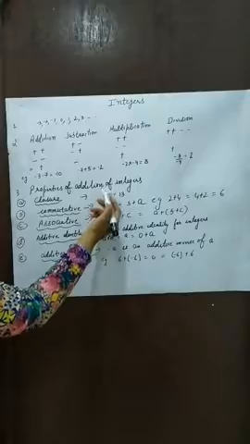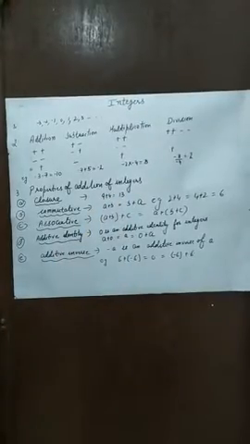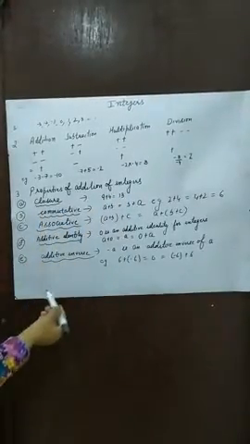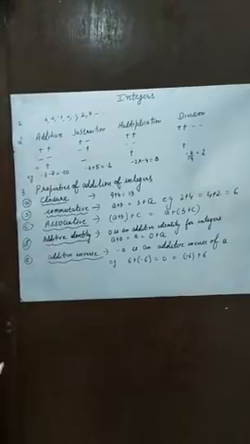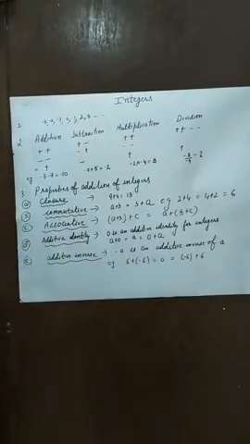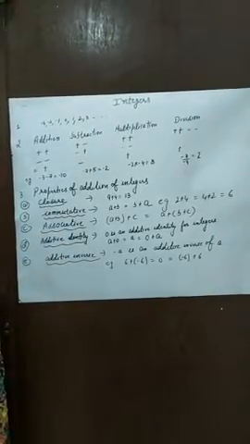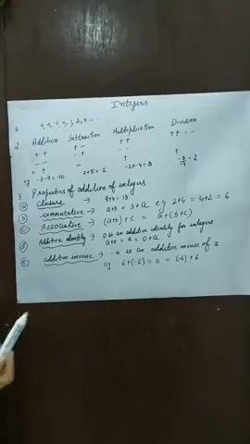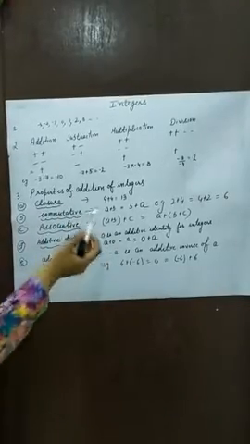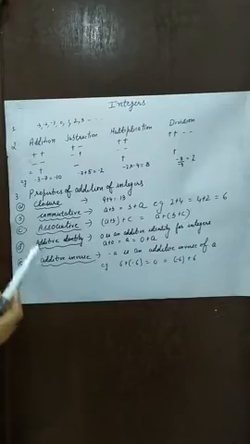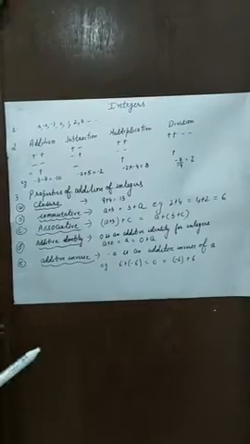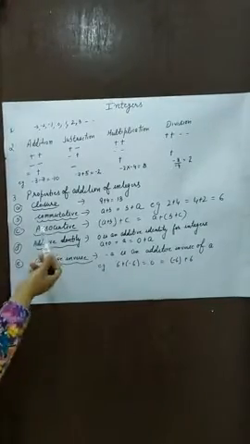The third one is the properties of addition of integers. Here I have defined some properties under addition. Property number 1 is the closure property. What is the closure property? The closure property is that if we take two integers, for example 9 and 4, the answer will again be an integer.